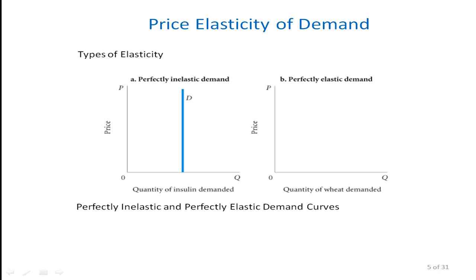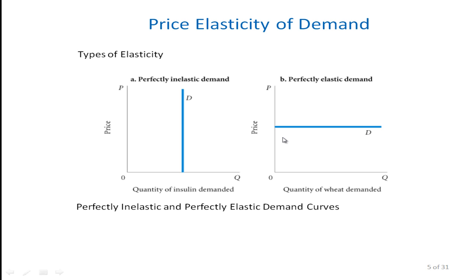Here are a couple of pictures. On the left, we have the quantity of insulin demanded. You can see we have a vertical line, a vertical demand curve. That is, when price changes, quantity doesn't change at all. We call this perfectly inelastic. As we said before, if you need insulin to live, you're not going to cut back if the price goes up. If you're not a diabetic, there's no reason to buy insulin, so even if the price is very inexpensive, you're not going to buy it.